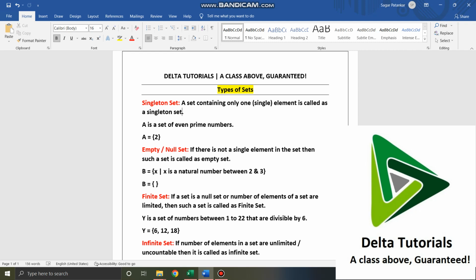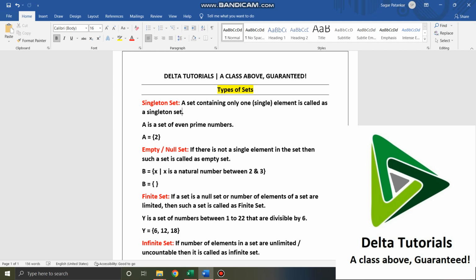Moving further to the next type, empty or null set. See, if there is not a single element in the set, then such a set is called an empty set. The example is given as B is the set of all x such that x is a natural number between 2 and 3. But remember, 2 and 3 are themselves natural numbers, and a number between 2 and 3 will not be a natural number.